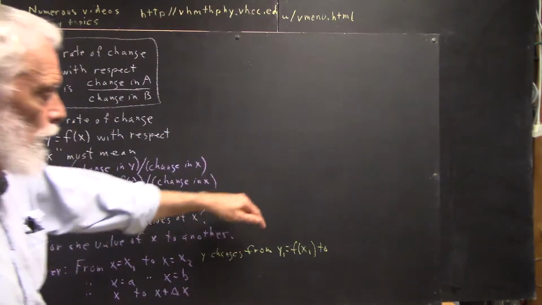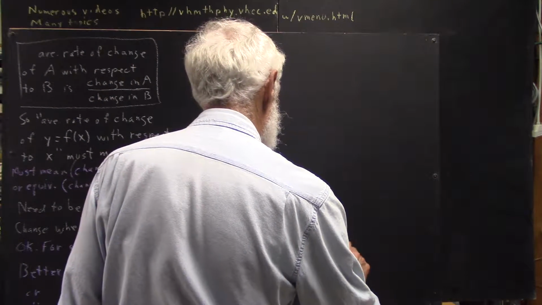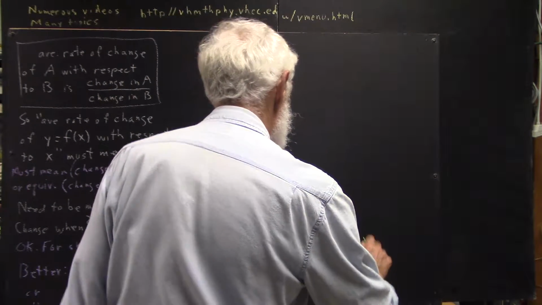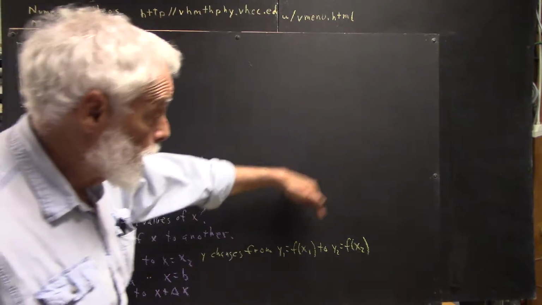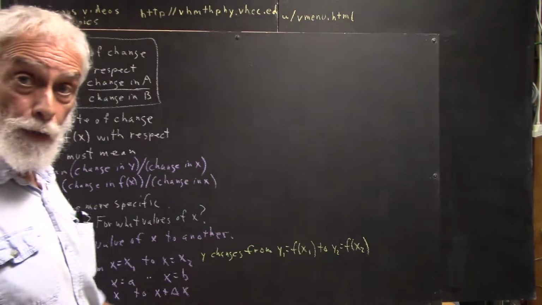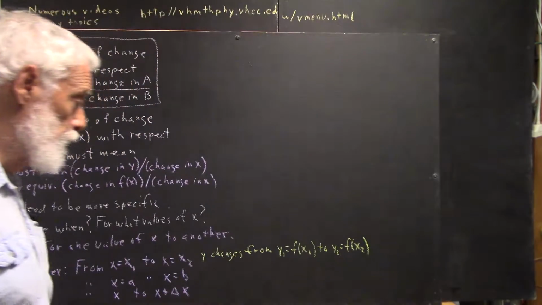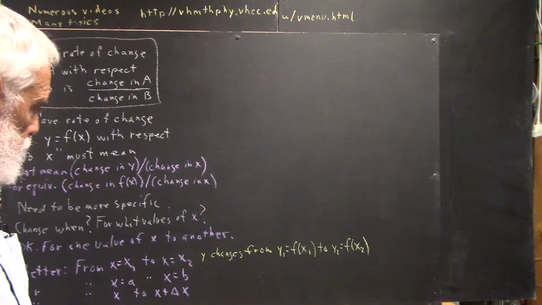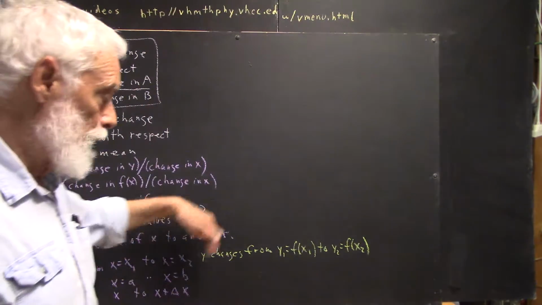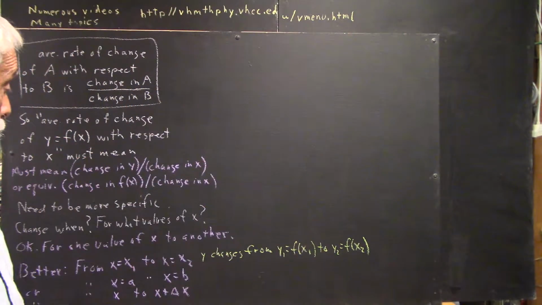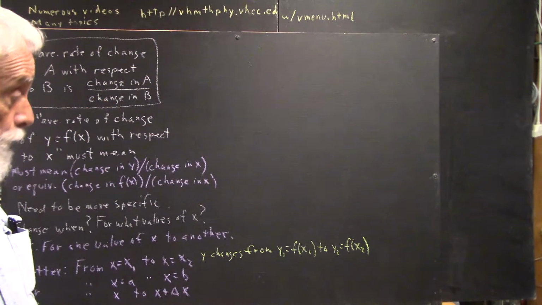Okay, so I'll say from y1 equals f of x1 to y2 equals f of x2. I didn't have to use y1 and y2. I could just say y changes from f of x1 to f of x2 and be done with it. So if this use of y1 and y2 is confusing to you, put it aside for a minute and just say, okay, clearly, since y equals f of x, if x changes from x1 to x2, y changes from f of x1 to f of x2.